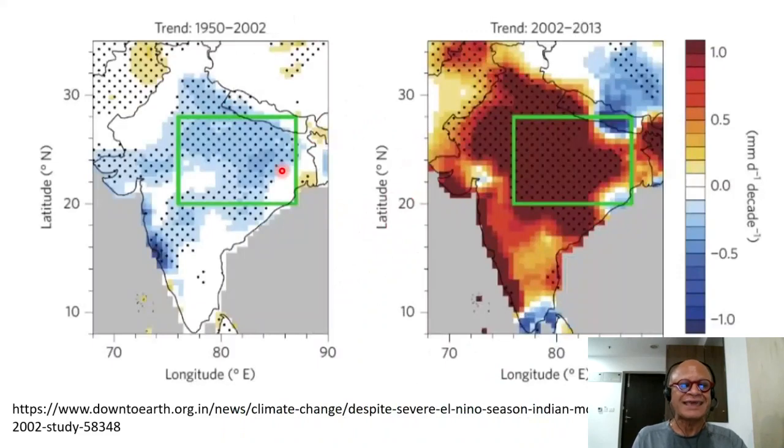for almost a decade. Another example is from India, where the monsoon trend over the period from 1950 to 2002 was negative. You can see this is in millimeters per day per decade. So this region has experienced drying at least till 2002, and then there is some debate about whether the monsoon is recovering since then.